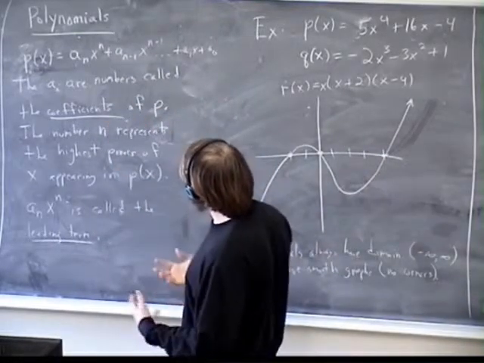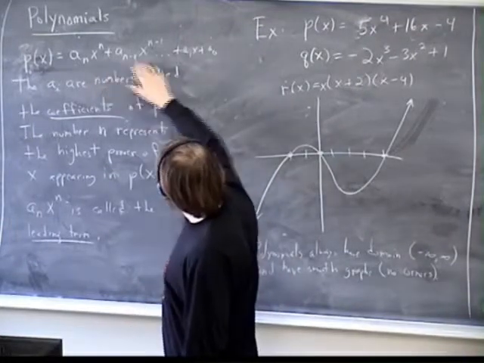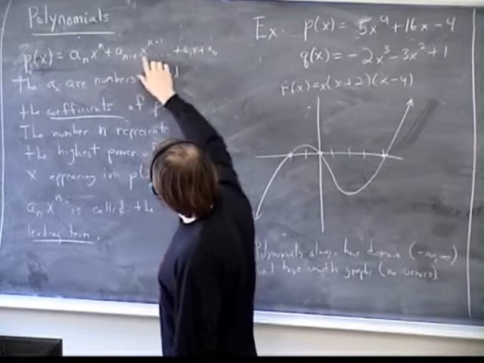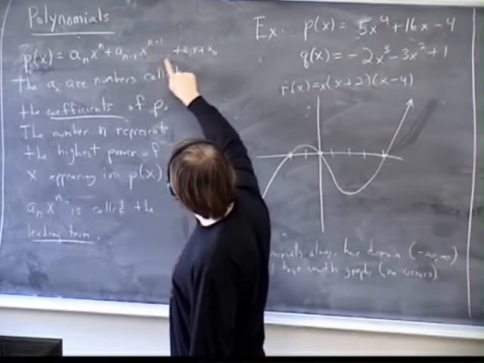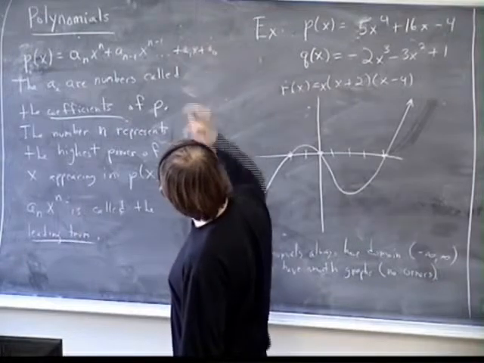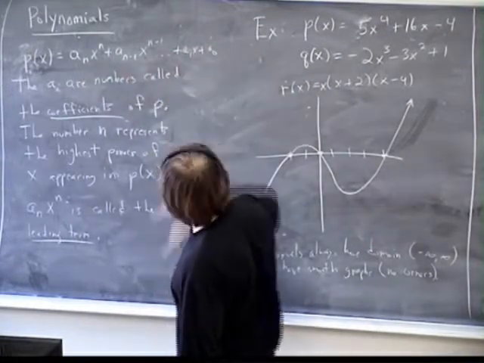So p is just a sum, so you're adding up a bunch of powers of x, like here we have x to the n, x to the n minus 1, and all the powers go down until you get x to the first. And each power of x is multiplied by some number.